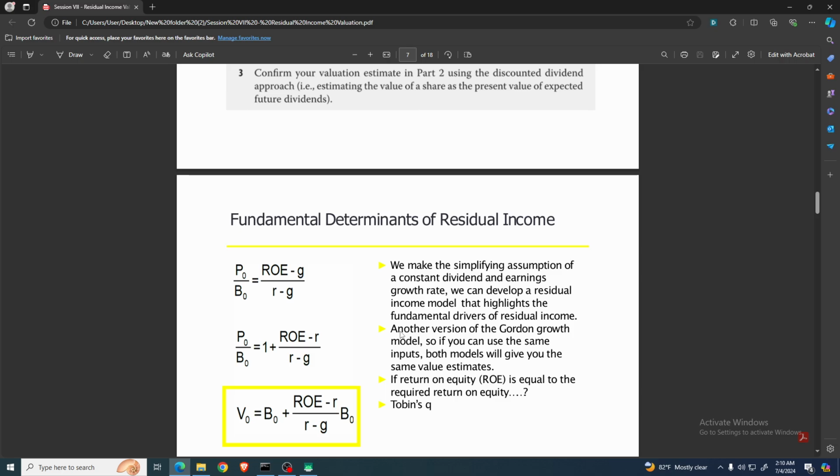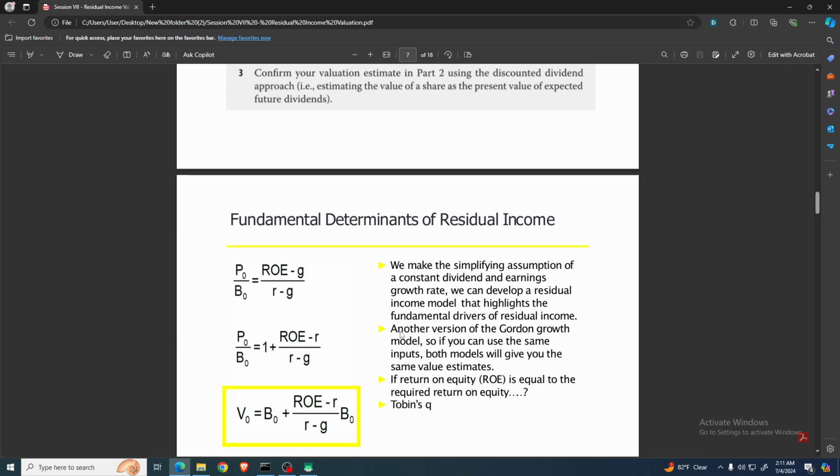So this would show the relationship between the price to book ratio, PB ratio, and the fundamental determinants: return on equity, growth rate g, and the required return on equity, which is represented by r. So that's how the basic residual income model can be interpreted as a relationship between the PB ratio and its determinants of ROE, growth, and required return on equity.